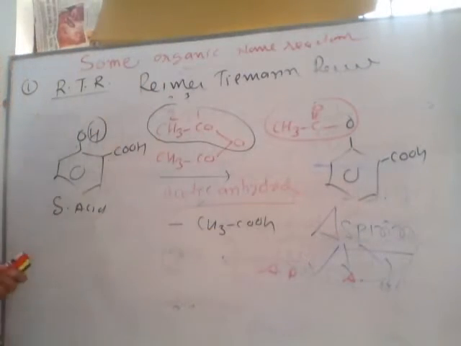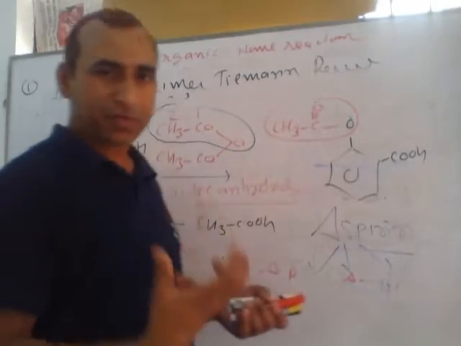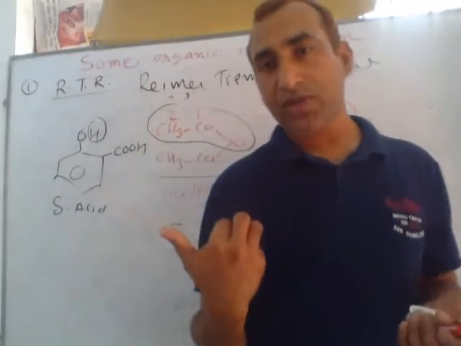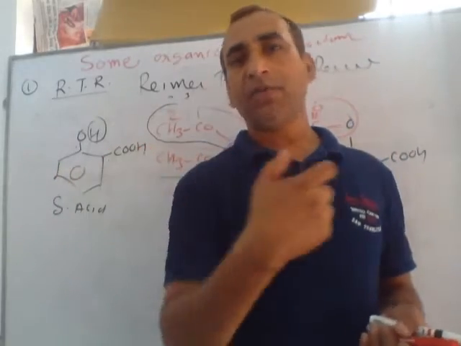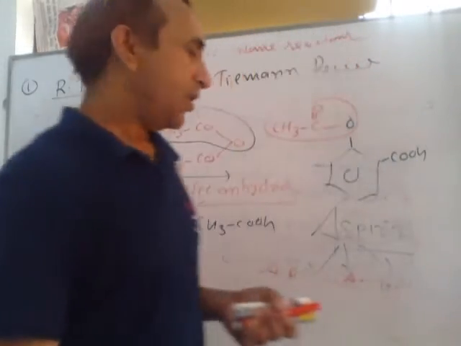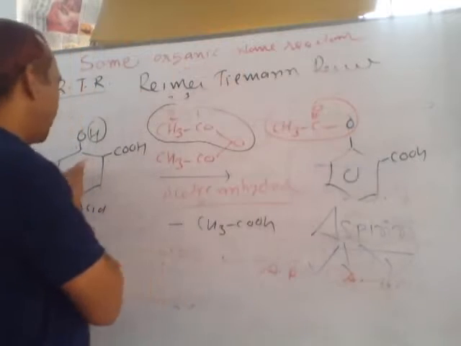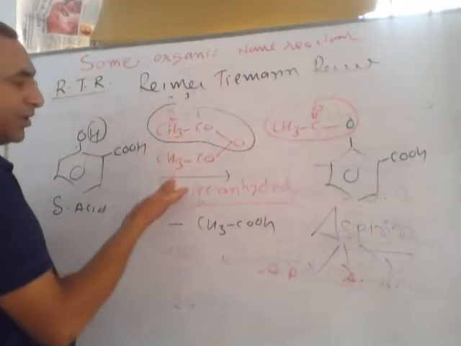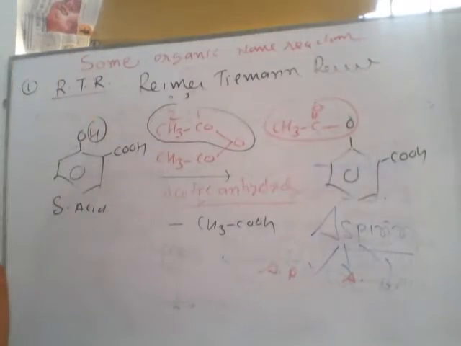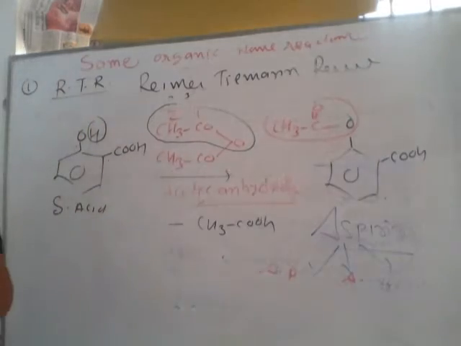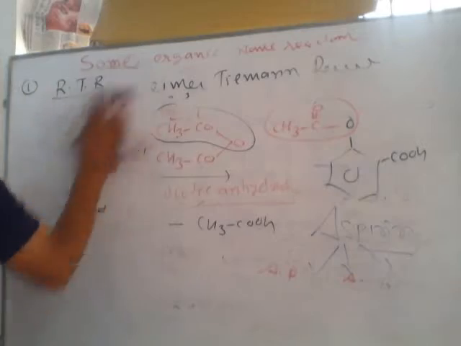If they ask in an exam, how can you prepare aspirin from phenol? So first you convert phenol to salicylic acid by the Reimer-Tiemann reaction, and this compound salicylic acid you treat with acetic anhydride, which gives aspirin. Good. So next reaction, ready for next reaction.